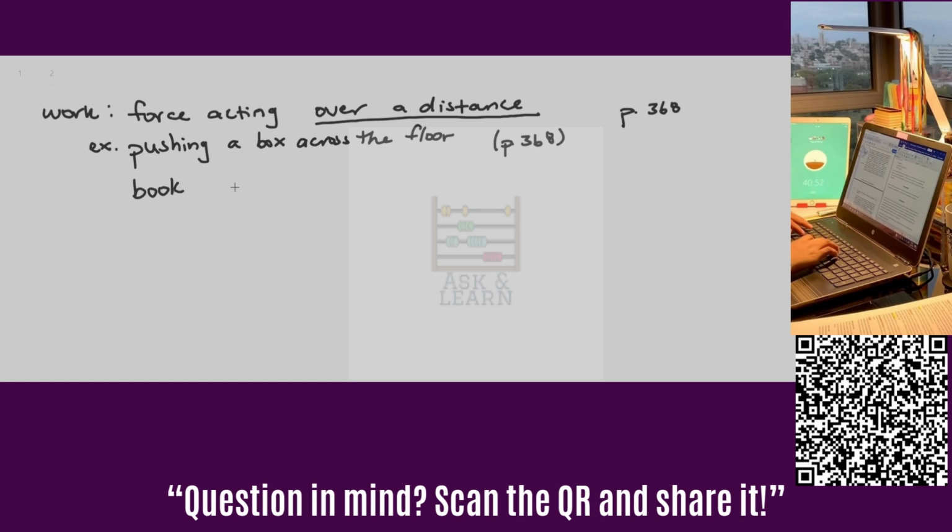Another example is when a book falls off of a table. So the force there would be gravity. The distance would be the distance that it falls. Some more examples, let's see. Lifting a sock off of the floor. That's force over distance. That's doing work. Anytime you have a force acting over a distance.